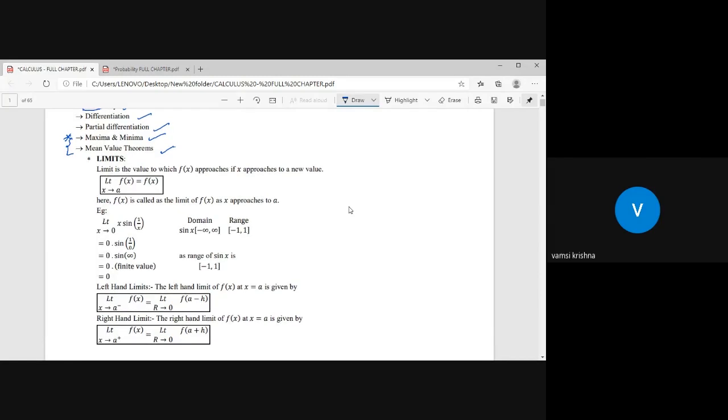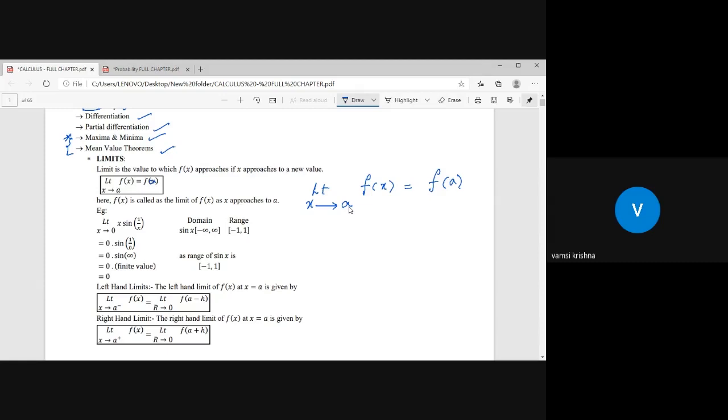I hope you got the important concept. Now see limits. A limit is the value to which f of x approaches as x approaches a value. Limit x tends to a, f of x is equal to f of a. When x is reaching a, your function value f of x is equal to f of a.